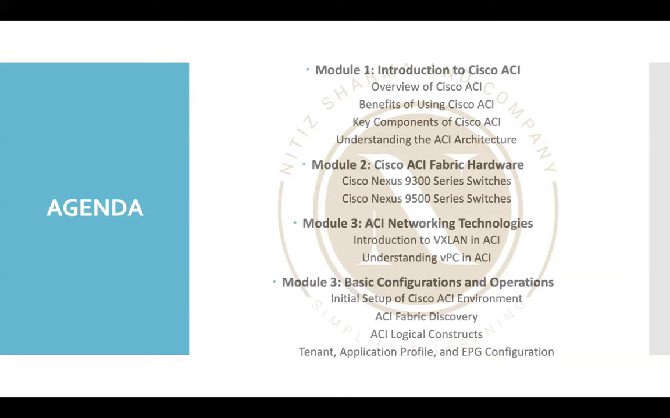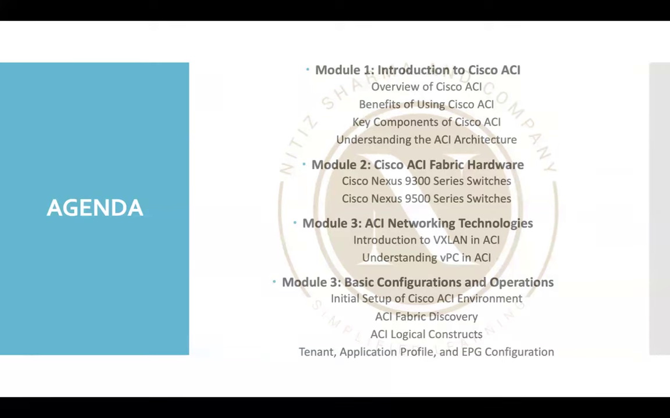Next is module number 4. I'm sorry, I messed up the number there. So this is module number 4. This is nothing but basic configuration and operation. How you set up ACI from scratch, what you have to do, and certain best practices that are recommended by Cisco. All of that we will be discussing. ACI fabric discovery.